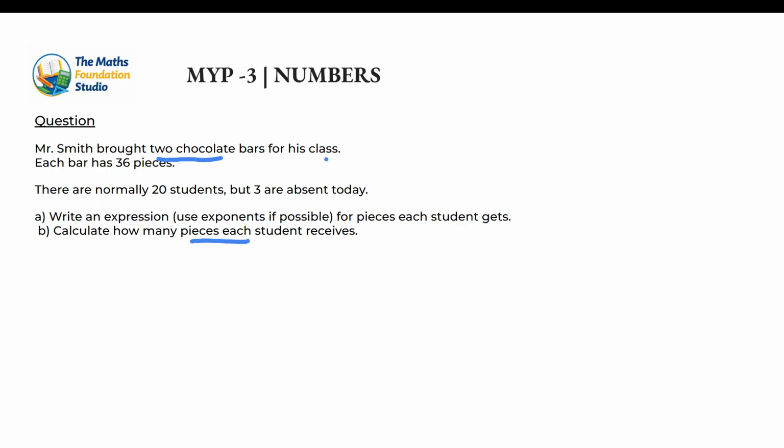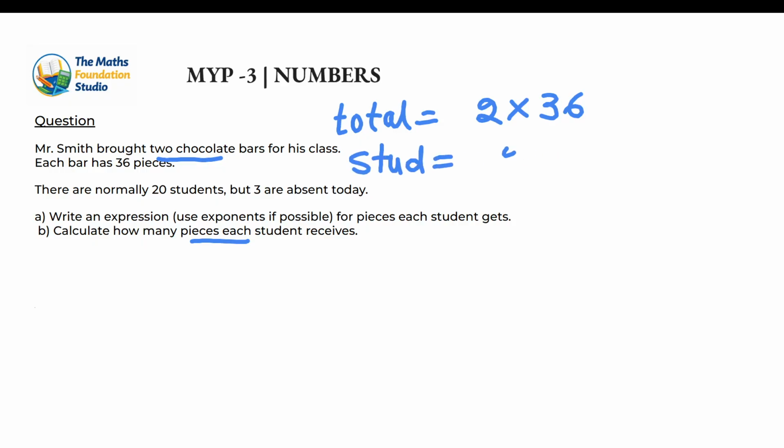Okay. First of all, we should find total chocolates. Total chocolates would be 2 multiplied by 36, right? Now let's find the students present today. Students present would be 20 minus 3 because 3 kids are absent. It comes out to be 17.